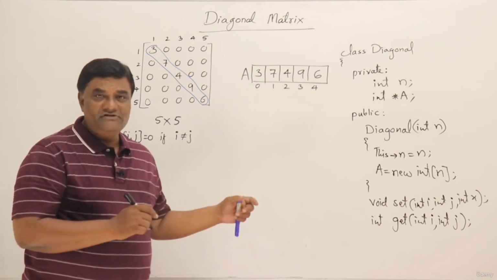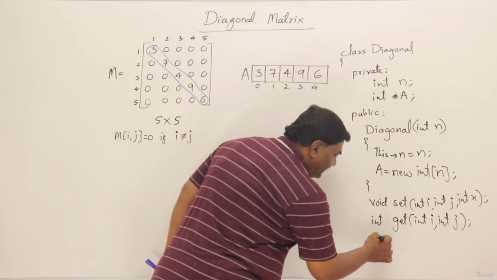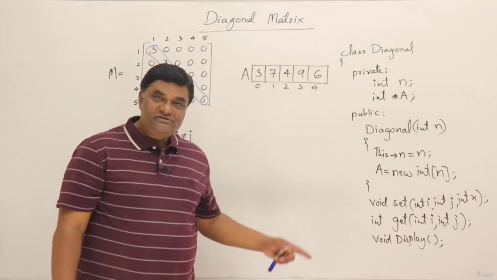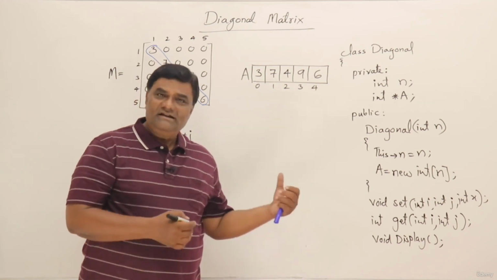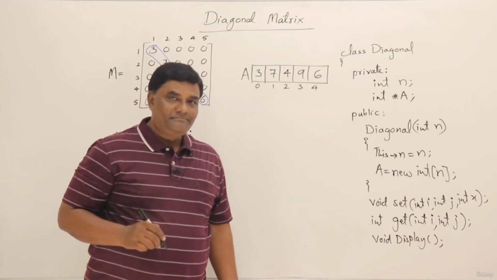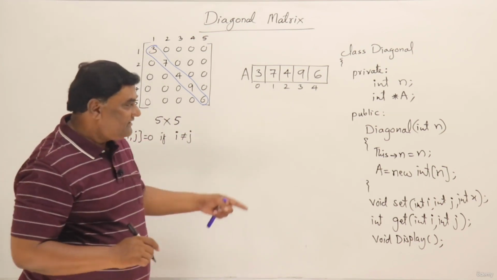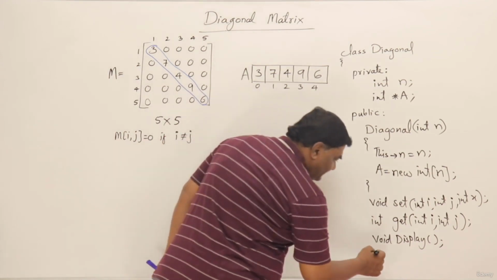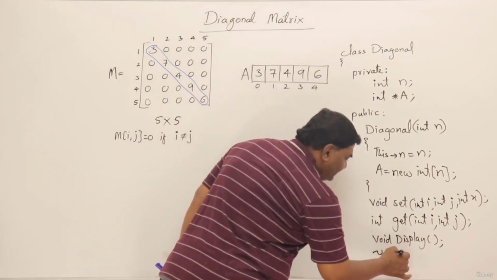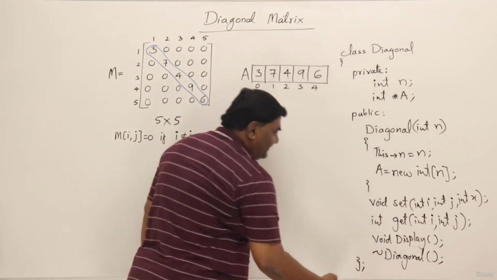Then we will also have one function for displaying a matrix. So I will write a function called void display. Instead of a display function, we can also overload the insertion operator. That I will show you when I write the program. Now the last thing is we should have a destructor for destroying this dynamically created array. So here I should also have a destructor diagonal. That's all, end of the class.